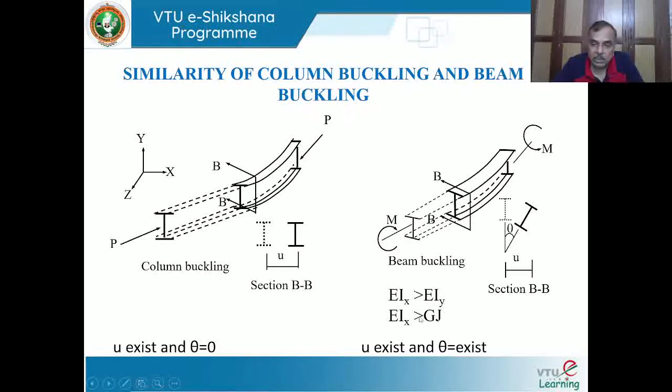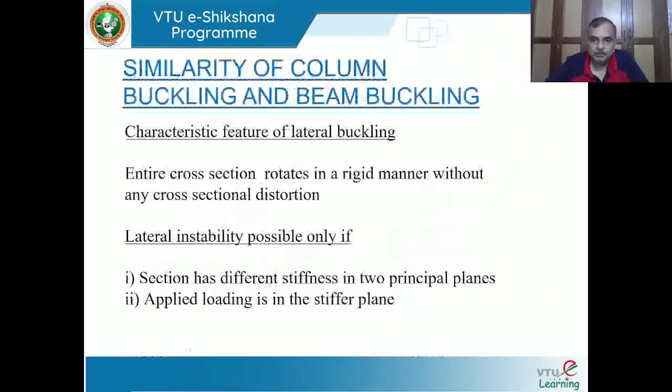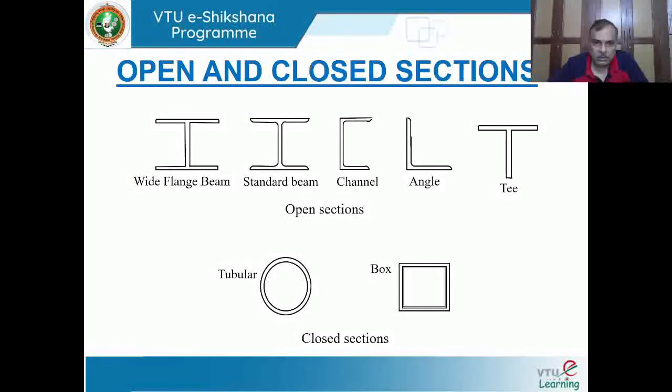This means there is a susceptibility of the cross section to undergo torsional failure. That is where torsional buckling comes in, in the case of the lateral torsional buckling phenomenon as applied to this type of problem. Now this is what I mentioned, the similarity of column buckling with beam buckling. Anyway, let us go to the next slide.